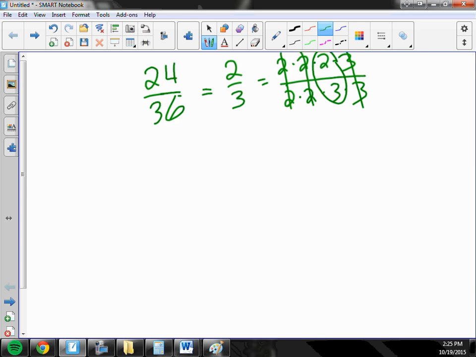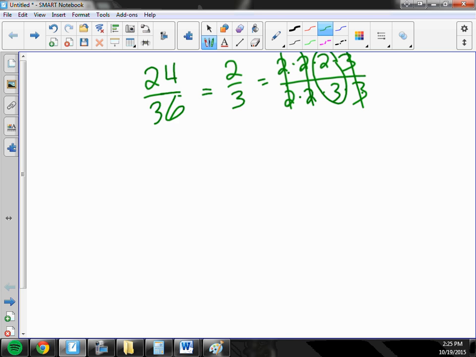And it just so happens the stuff I took out is equivalent to 2 times 2 times 3, which is 12. Right? 2 times 2 is 4 times 3 is 12, so essentially I got rid of a 12. That's how fraction simplification works. If something shows up in the numerator and in the denominator, it can divide out to be 1.